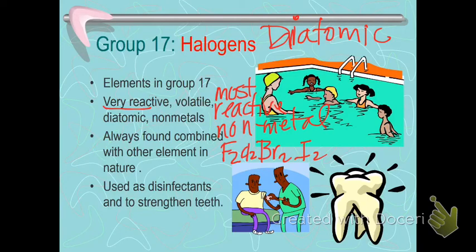Again, just like group 1 metals, they're never found free in nature, and so guess what they like to bond with? They need one electron, and the sodium and potassium and all that in group 1 want to get rid of one electron, so that's how we get a lot of our compounds. They will form a -1 ion.